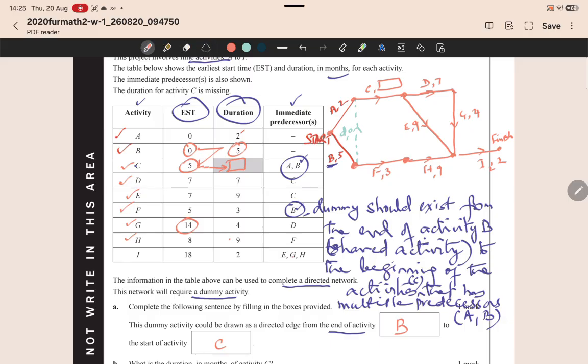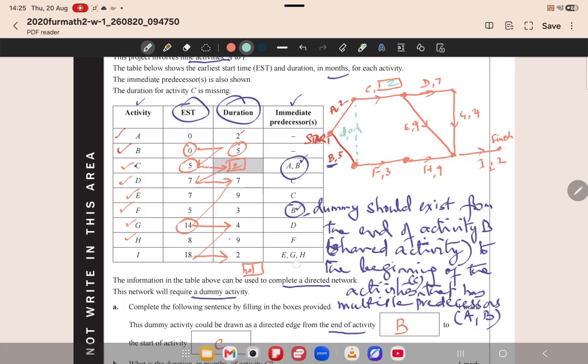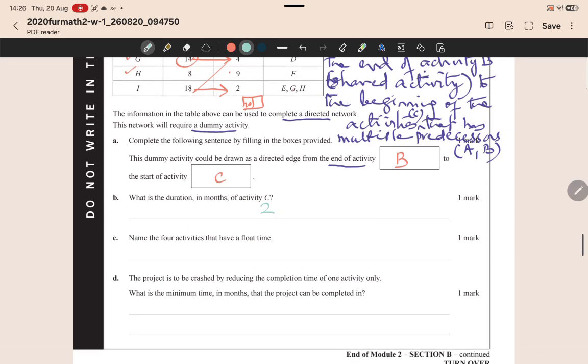Okay. So I will go to this box and that plus 7 gives me 14, and 14 plus 4 gives me 18, and 18 plus 2 must be the minimum completion time. And that tells me that this activity must have been 2. And so this must be 2. What's the duration? The answer is 2. And because they've said in months, you don't have to write months.